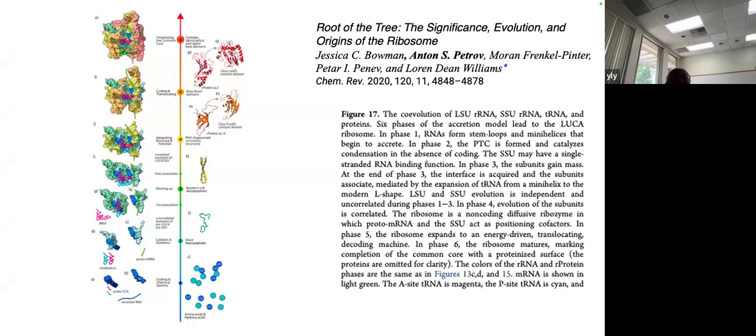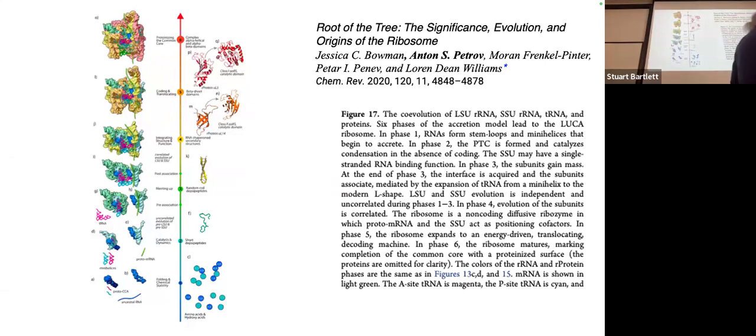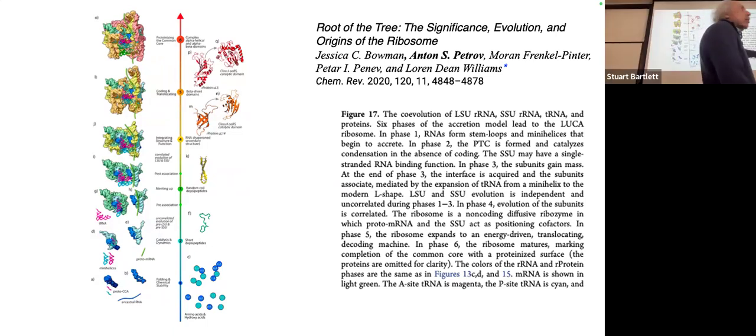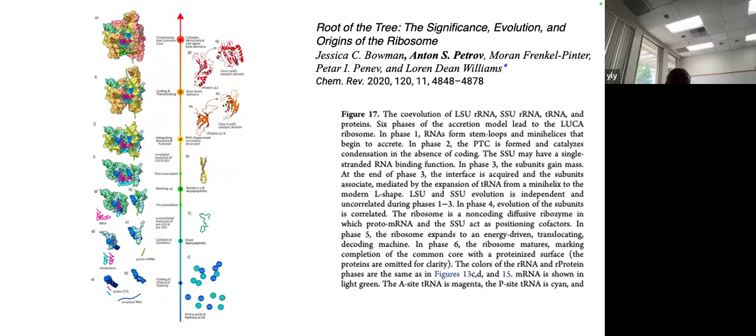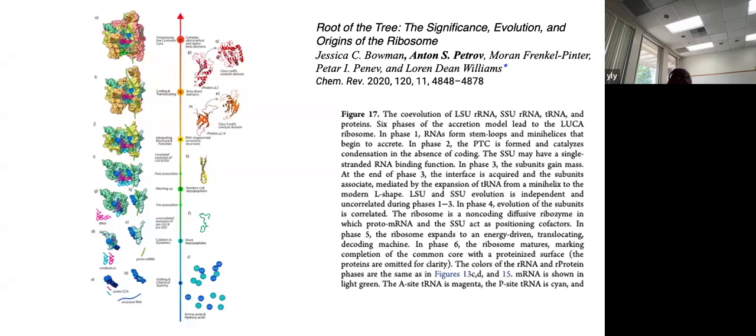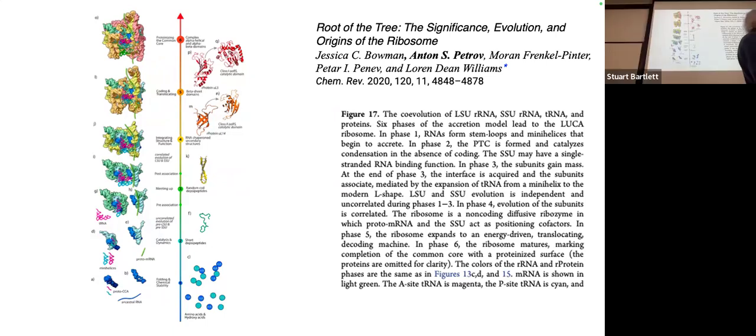So there are 6 phases that they have in the evolution of the LSU and the small subunit, tRNA, and proteins. In phase 1, RNAs formed from stem loops and mini helices down here. Then comes further evolution. In phase 2, the PTC is formed and catalyzes condensation in the absence of coding. That means it's not reading the anticodon.